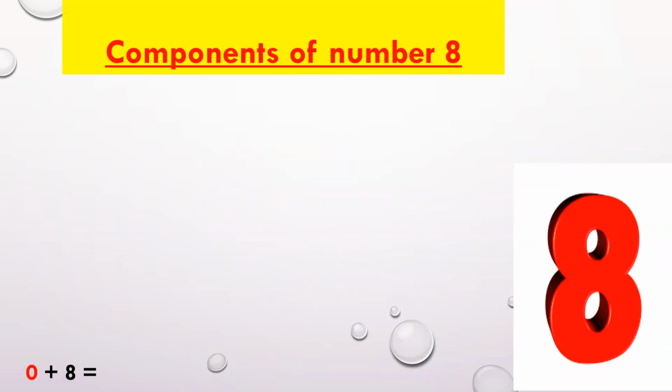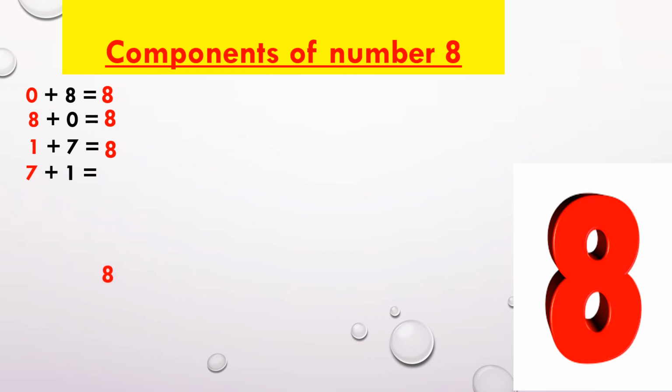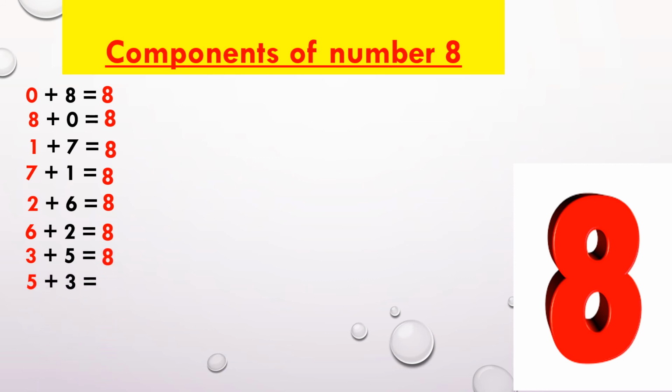Components of number 8. 0 plus 8 equals 8. If I switch the numbers, 8 plus 0 equals 8. So the components of number 8, 0 and 8. 1 plus 7 equals 8. If I switch the numbers, 7 plus 1 equals 8. So 1 and 7 are components of number 8. 2 plus 6 equals 8. If I switch the numbers, 6 plus 2 equals 8. So 2 and 6 are components of number 8. 3 plus 5 equals 8. If I switch the numbers, 5 plus 3 equals 8. So 3 and 5 are components of number 8. 4 plus 4 equals 8. So 4 and 4 are components of number 8.